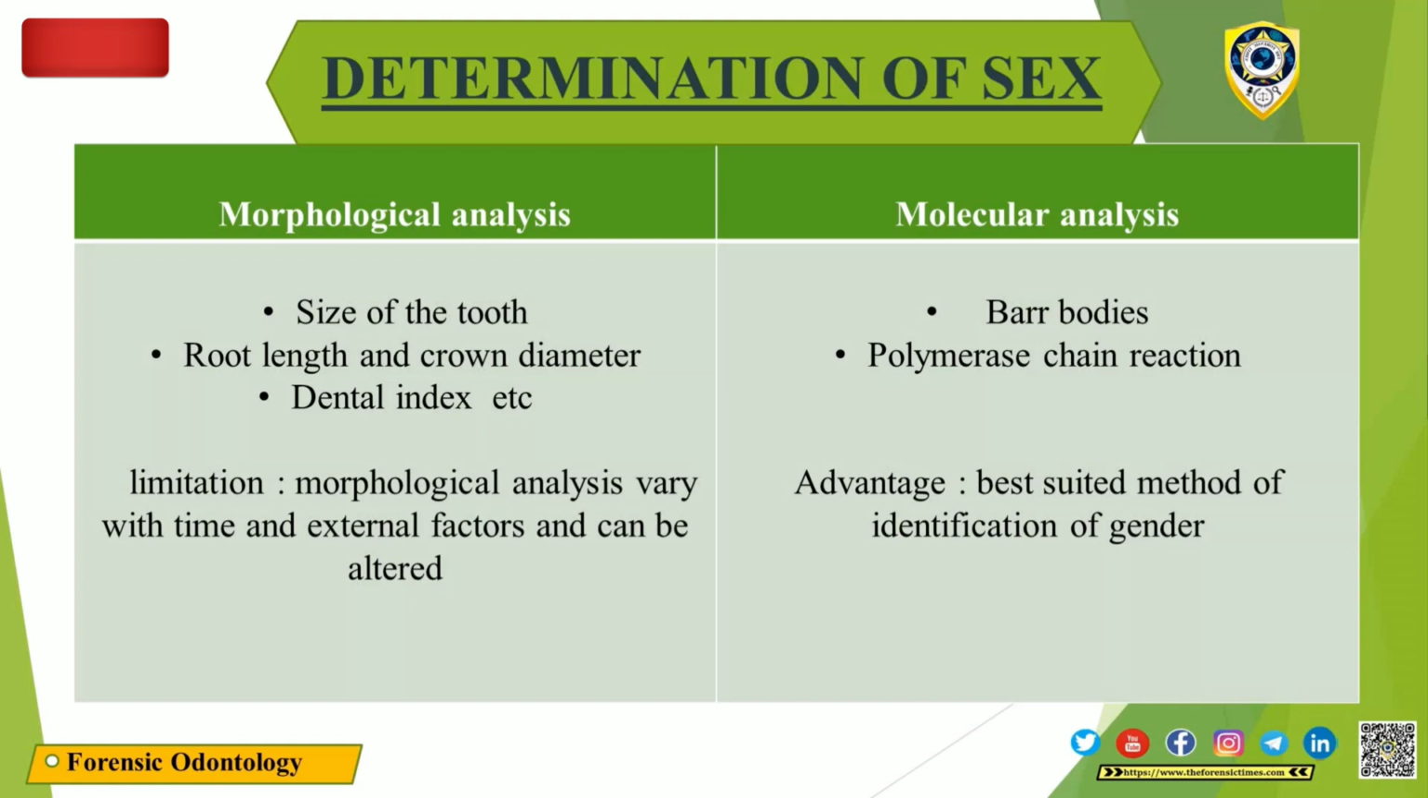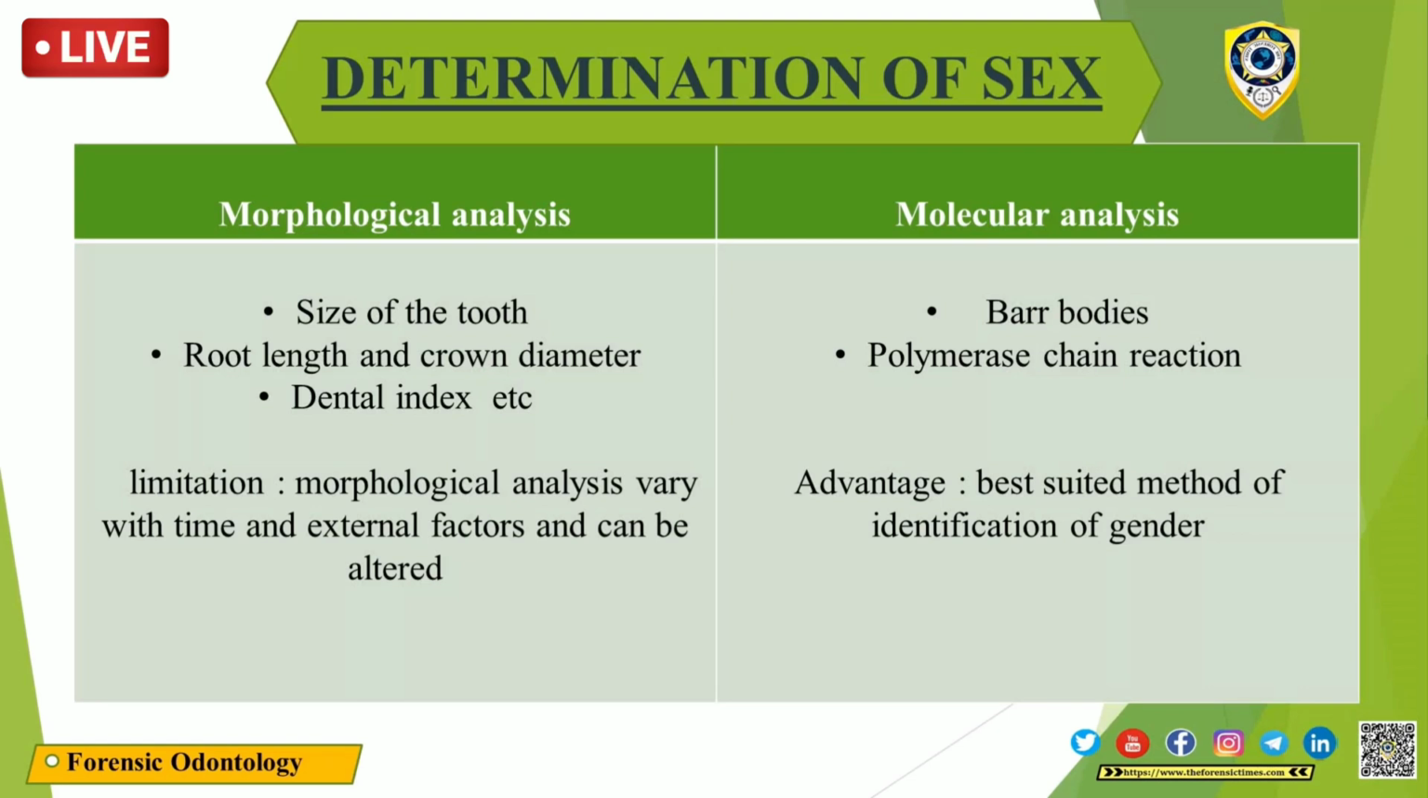Cool down the tooth to extreme low temperature using liquid nitrogen and then grind it and extract the DNA. But in case you don't want to destroy the evidence, you can isolate the tooth canal and scrape the pulp, extract the DNA, and then polymerase chain reaction can be done.